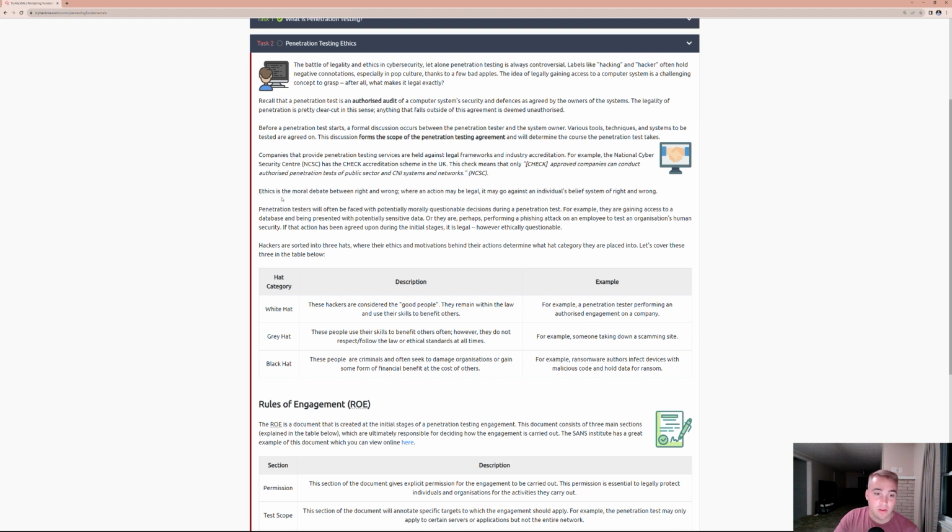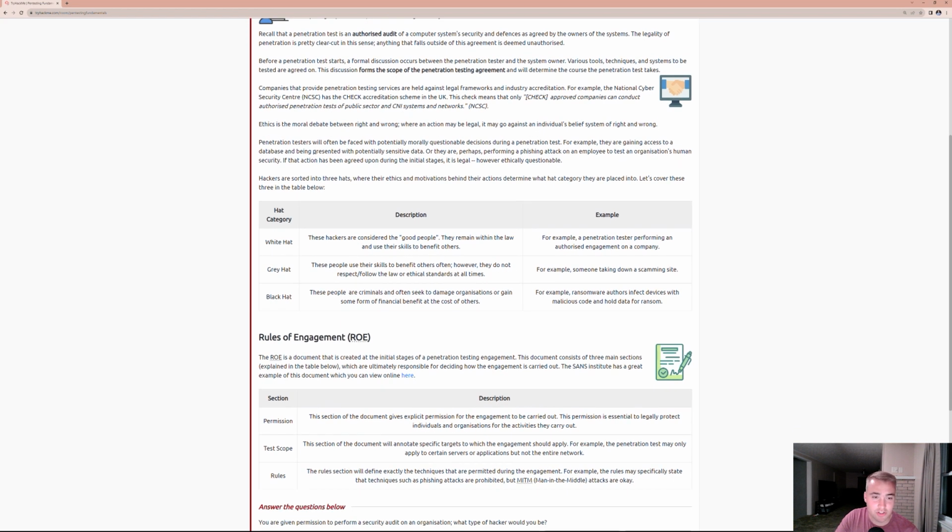So ethics is the moral debate between right and wrong, where an action may be legal, but it may go against an individual's belief system of right and wrong. Penetration testers will often be faced with potentially morally questionable decisions during a penetration test. For example, they are gaining access to a database that is protected with sensitive data. Or they are perhaps performing a phishing attack on an employee to test an organization's human security. If that action has been agreed upon during the initial stages, it is legal, however, ethically questionable.